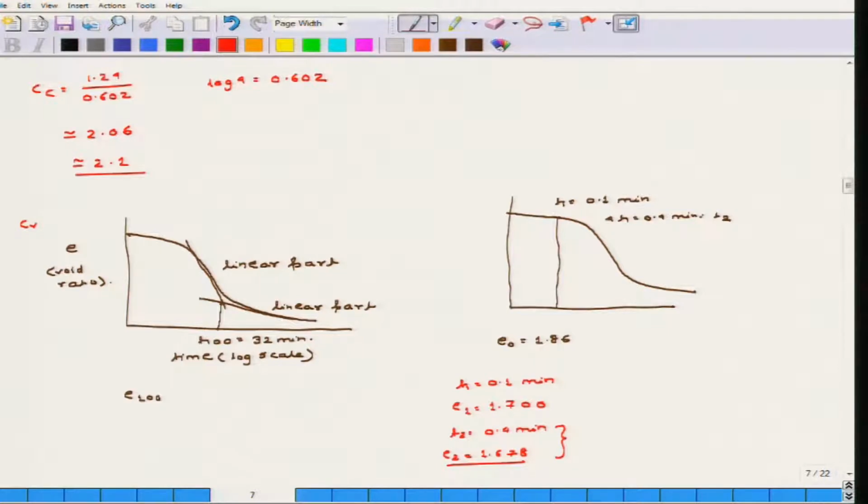Once you know this part, now you find the value of E1 minus E2, because it is a linear portion, so E1 minus E2 must be equal to EOC minus E1. So, from there we get EOC, the initial over consolidated part, to be 1.721.